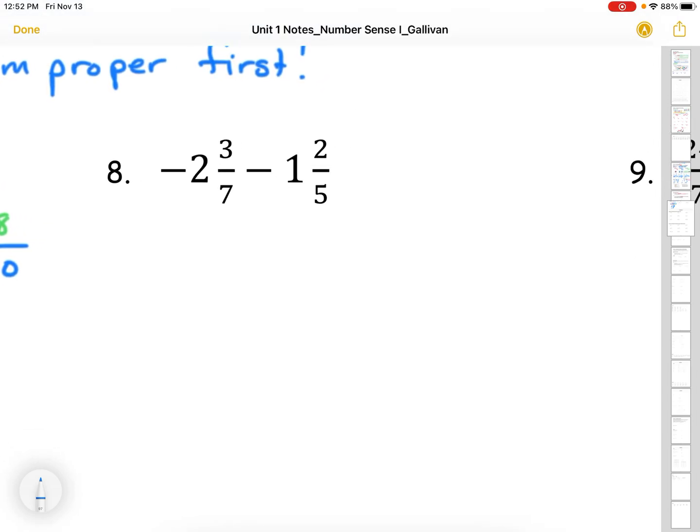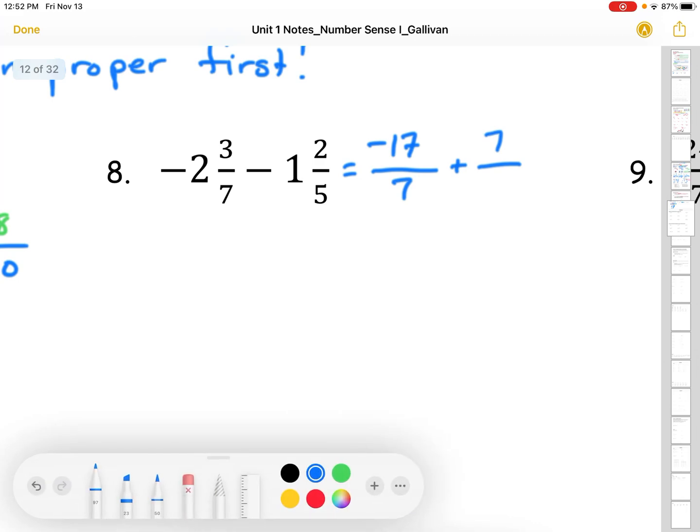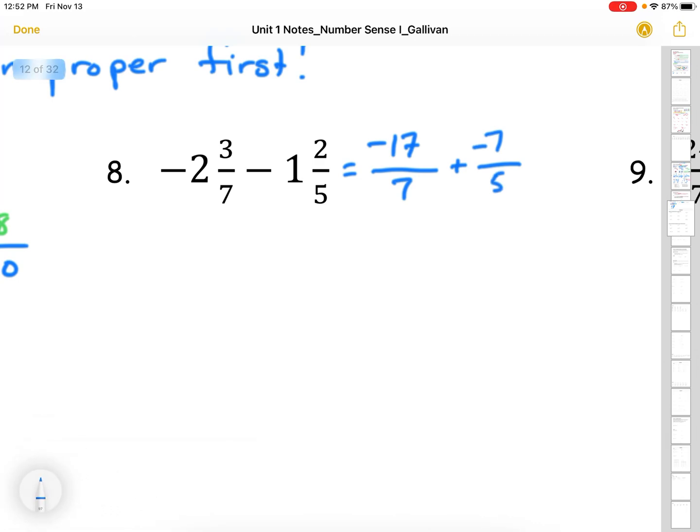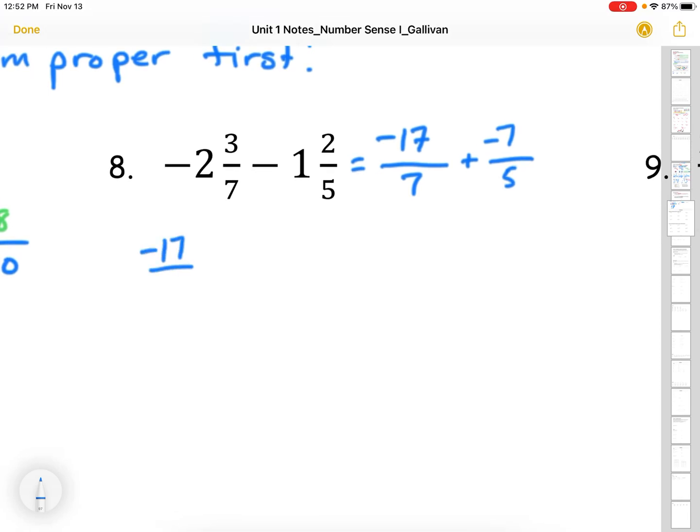Okay, so we're going to convert first. So 2 times 7 is 14 plus 3, 17. So that's negative 17 plus 1 times 5 is 5 plus 2 is 7. And if you've noticed, I change it to plus a minus instead of a minus, just because that's going to make things easier. So now let's rewrite that because you can follow my pattern better.